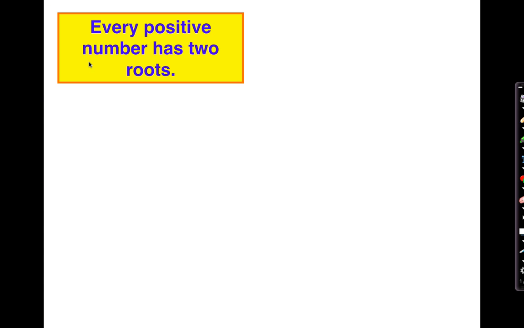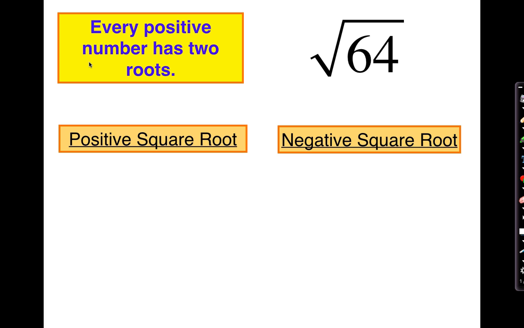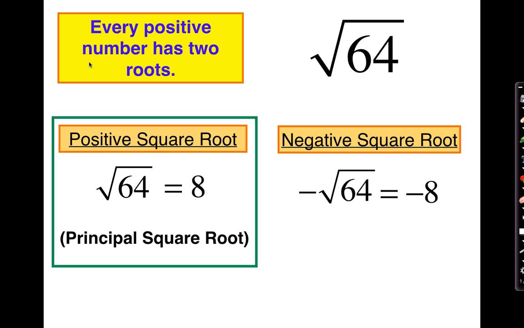So every positive number has 2 roots. So let's take a look at the square root of 64. There's going to be a positive square root and a negative square root. The positive square root would be the square root of positive 64, which is 8. And then a negative square root would be negative square root of 64, which I would say is negative 8. Now, the positive square root is also known as the principal square root. It's just something I want you to know. You won't be tested on this. So just remember there are 2 different types of roots.